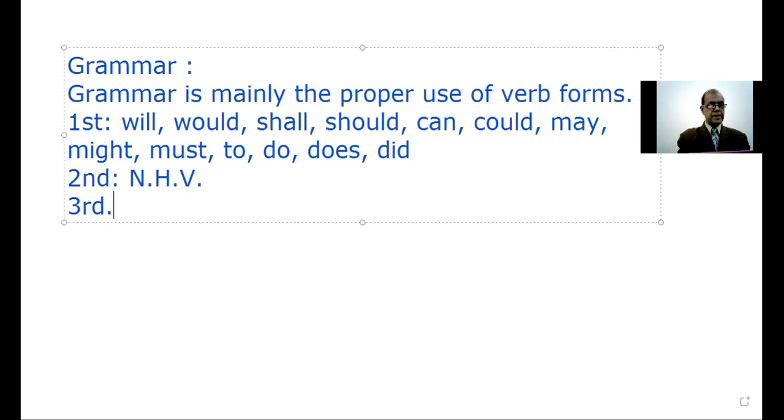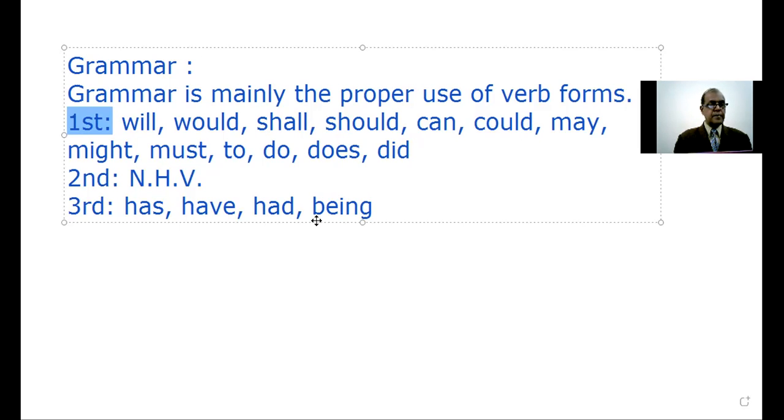Now, the third form of the verb is used with these words: has, have, had, and been. After these words, you always use the third form of the verb. And if you are not using the third form of the verb, your sentence will go wrong. Clear?